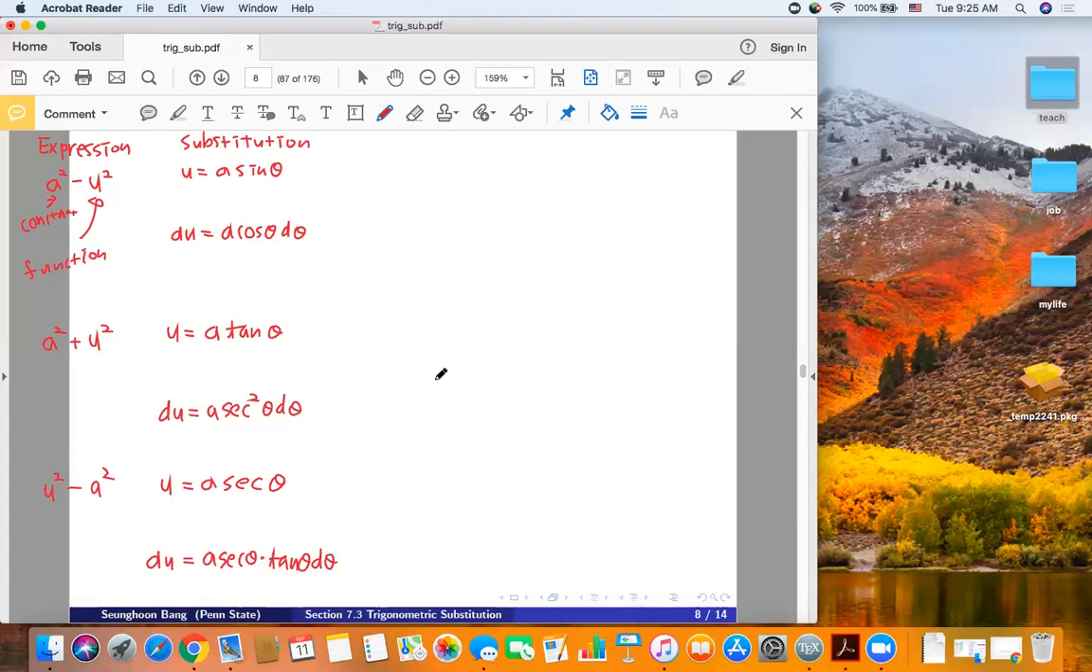The next two. Do you remember? We have 4 minus x squared. How can you change it to a simpler one? 4 minus 4 sine squared theta, factor out the 4. 1 minus sine squared of theta is cosine squared of theta. What does it mean? You can use the identity.